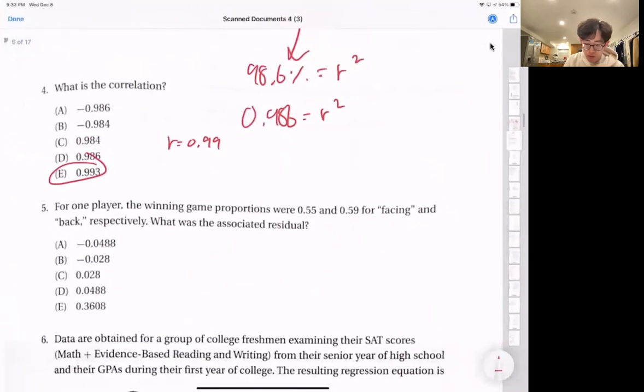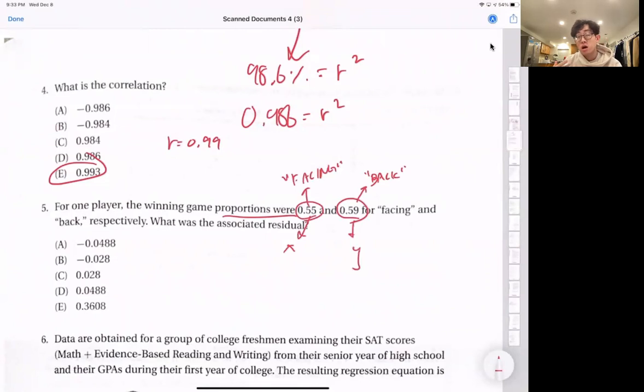Okay. All right. So number 5, for one player, winning the game proportions were this and this. So this means it was facing and this was back, respectively. So this was your X variable. This was your Y variable when you actually found out the game winning proportions. This was the actual data. It's talking about finding the associated residual.